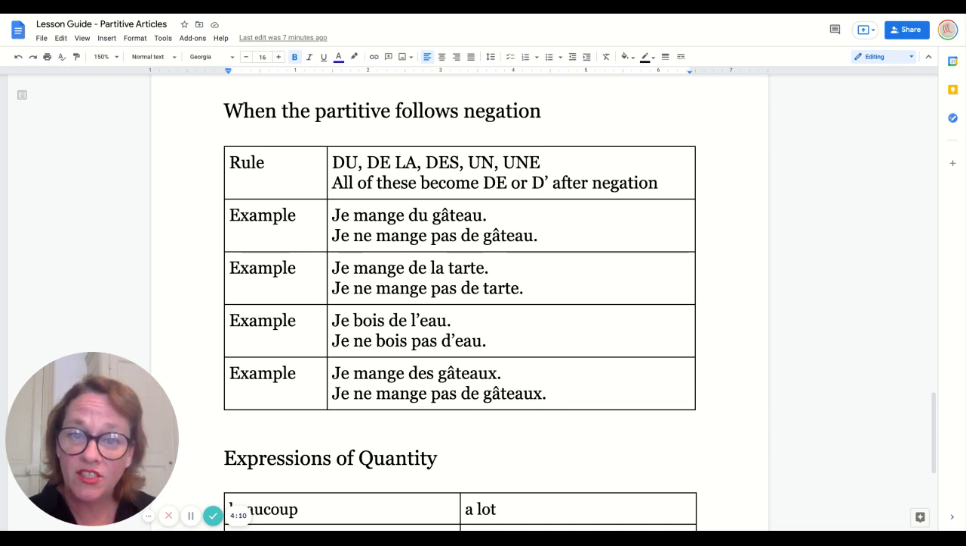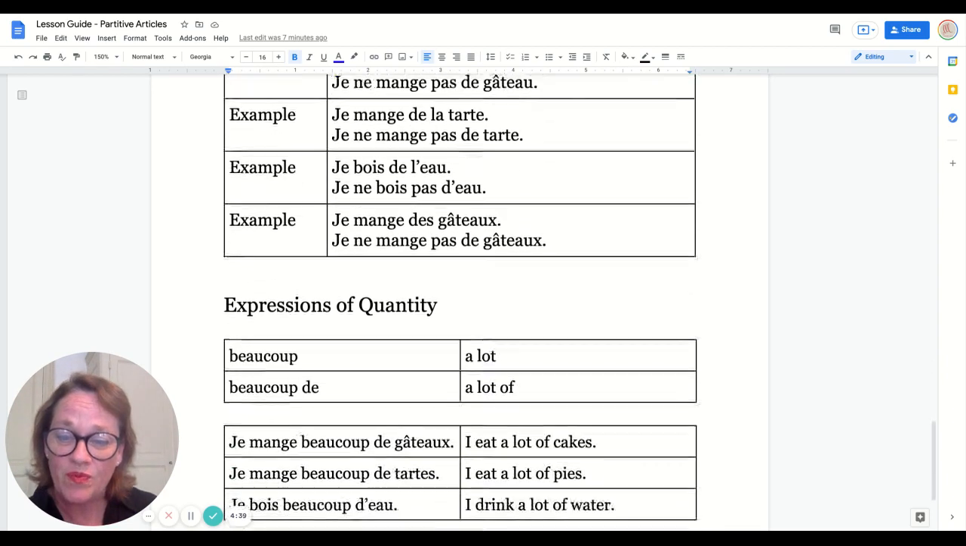Right? We do that in English too. I'm eating some cake. I'm not eating any cake. The word changes. Je mange de la tarte. Je ne mange pas de tarte. Je bois de l'eau. Je ne bois pas d'eau. Now look, the de changes to d' here because it's followed by a vowel. Je mange des gâteaux. Je ne mange pas de gâteaux, right? The des changes to de.